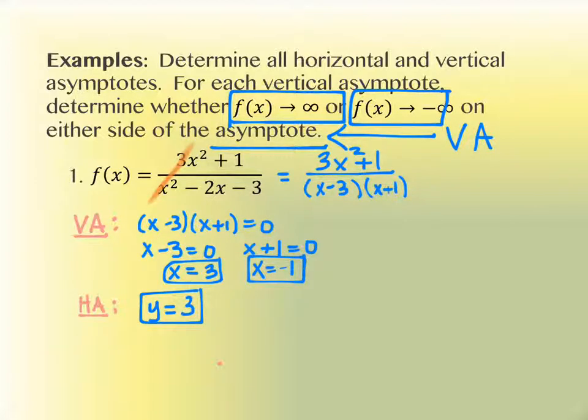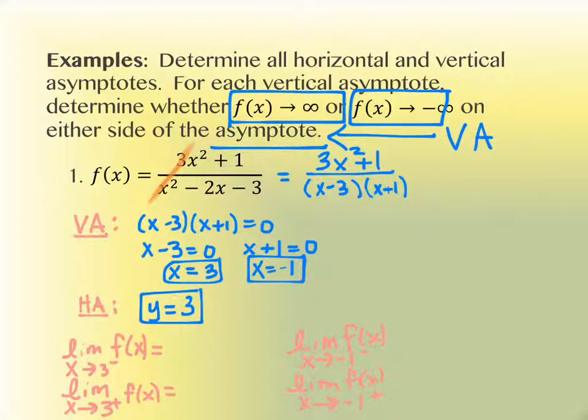What 4 pieces of information? Well, the limits from either side. So I need to find the limit as x approaches 3 from the left of my function. Make sure the f of x is there. The limit as x approaches 3 from the right of my function. I need the limit of f of x as x approaches -1 from the left, and the limit of f of x as x approaches -1 from the right. There are 4 pieces of information that I need.